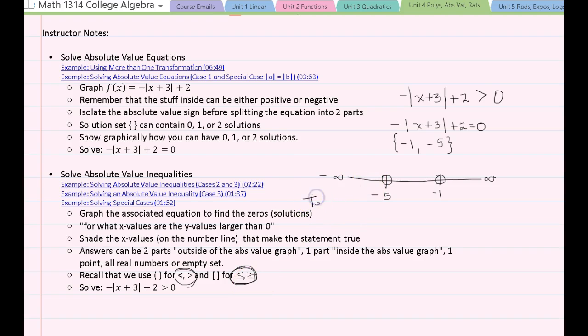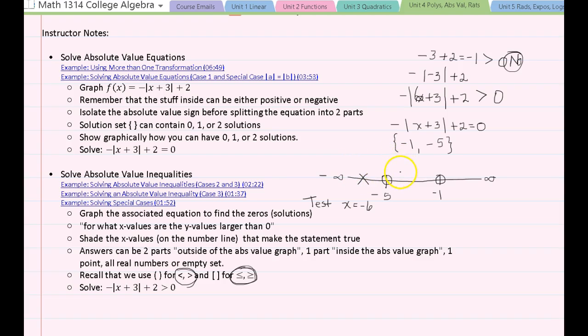So we pick a number between negative infinity and negative 5. Let's pick negative 6 to test. And we're going to place this into our inequality of negative absolute value of x plus 3 plus 2 is greater than 0. And we find that we have negative absolute value of negative 6 plus 3, plus 2, is greater than 0. Simplifying, we get negative absolute value of negative 3, plus 2. That means that's negative 3 plus 2, which is negative 1. And negative 1 is not greater than 0. So this interval, negative infinity to negative 5, is not part of the solution.